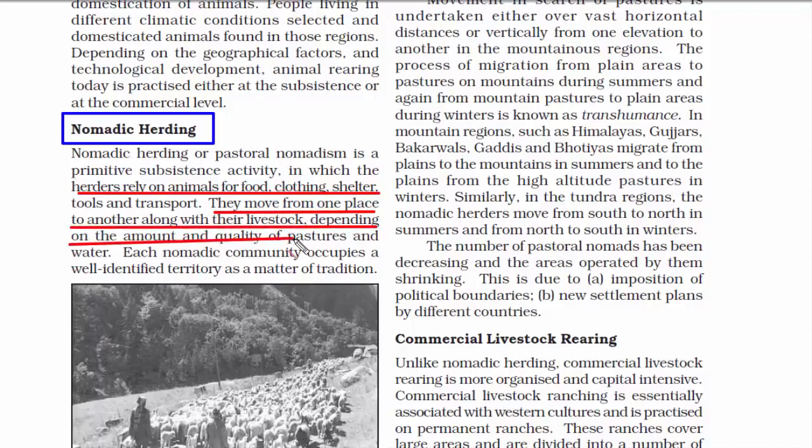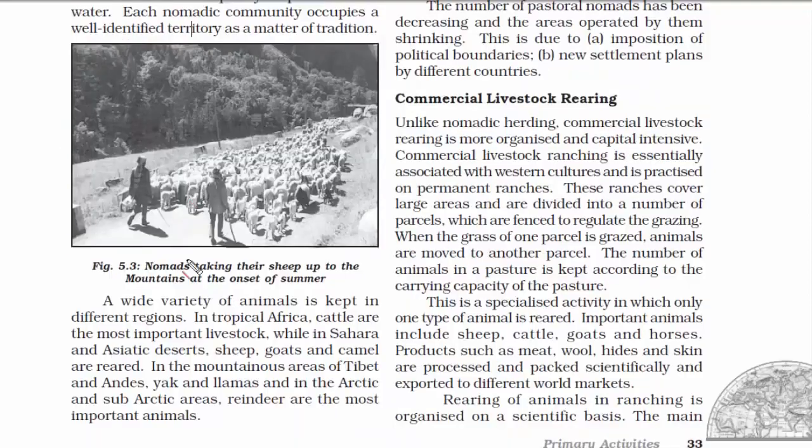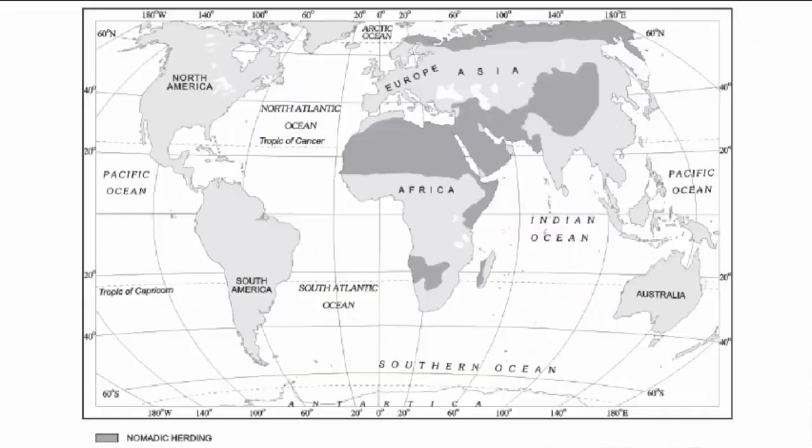Now nomads are everywhere in the world. So depending on region, variety of animals are available with these nomads. For example, in tropical Africa, the African countries near equator, cattle are the most important livestock, while in Sahara and Asiatic deserts, sheep, goats and camels are reared.